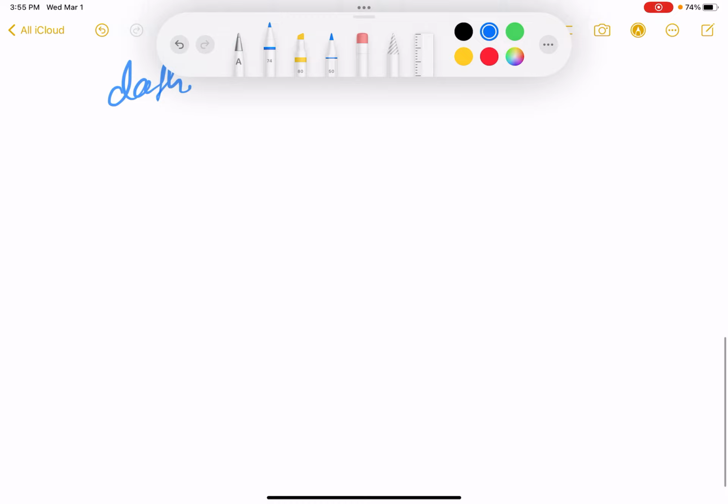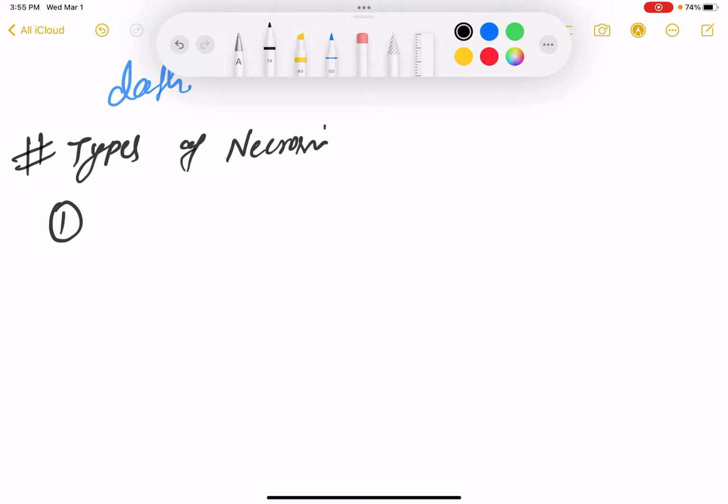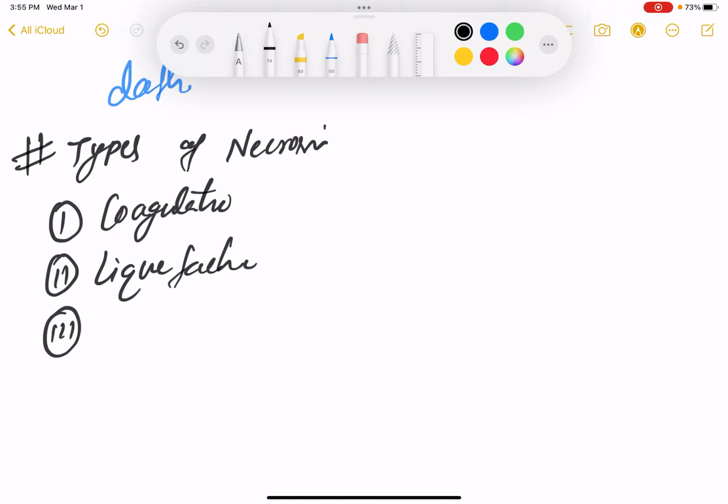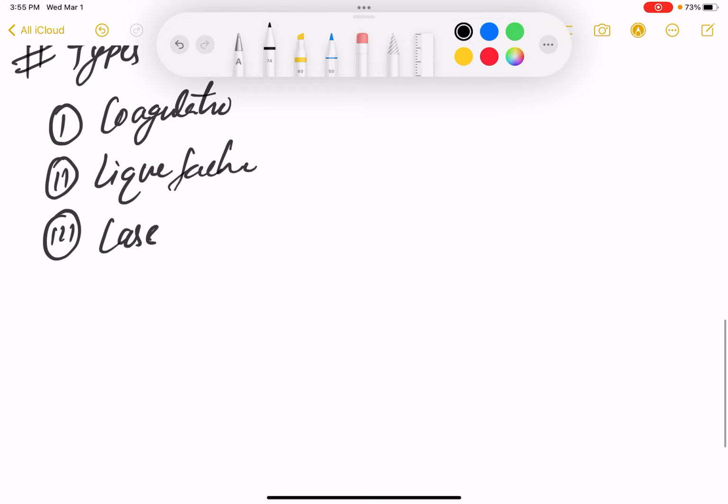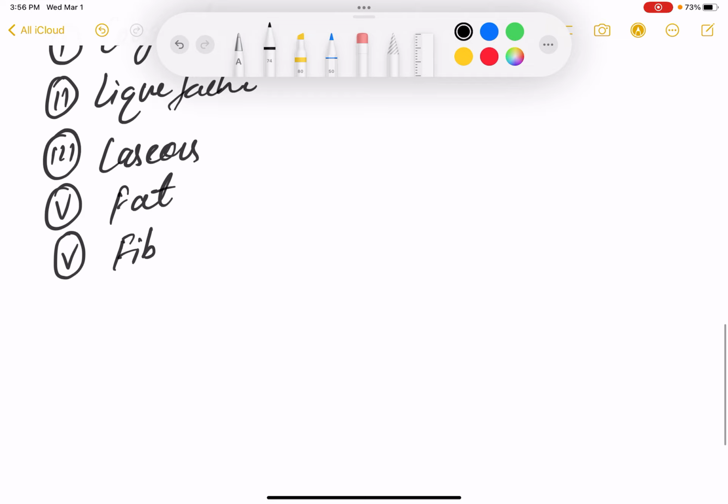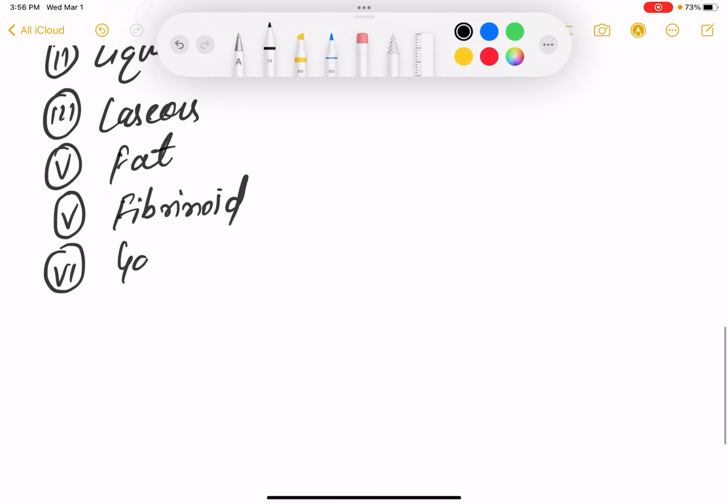Here are some types of necrosis. The first one is coagulative necrosis, the second is liquefactive necrosis, the third is caseous necrosis, the fourth is fat necrosis, the fifth is fibrinoid necrosis, and the last one is gangrenous necrosis.